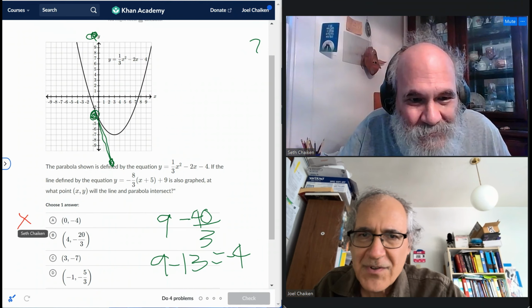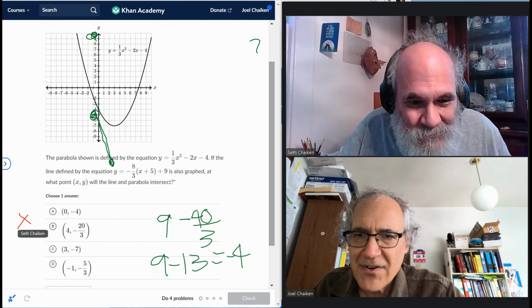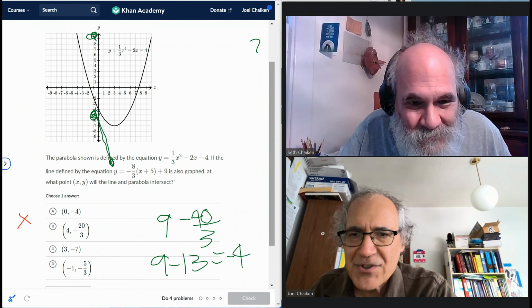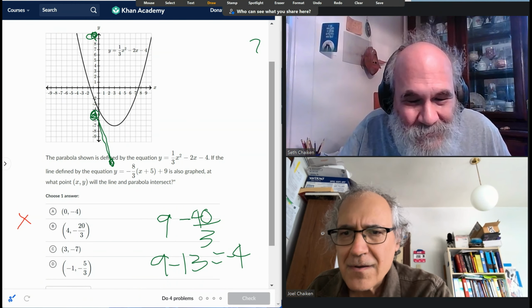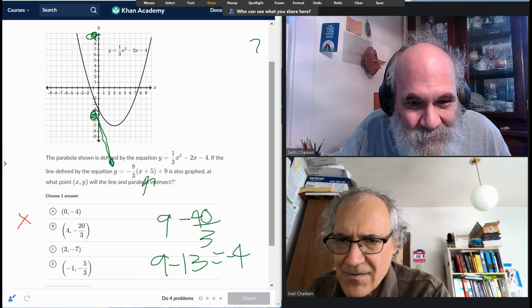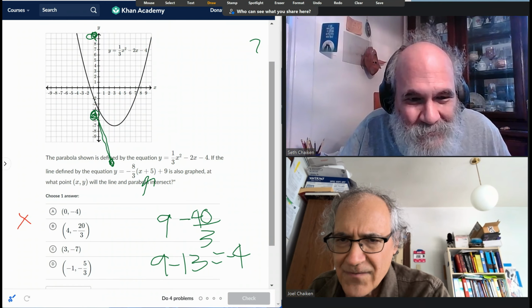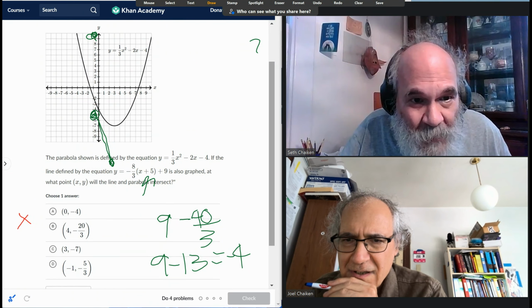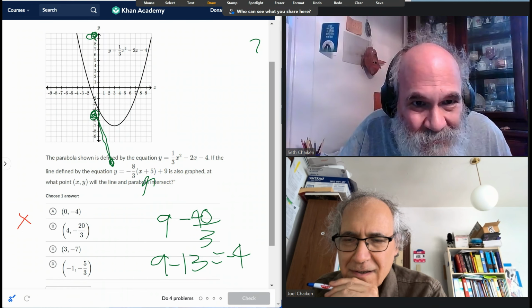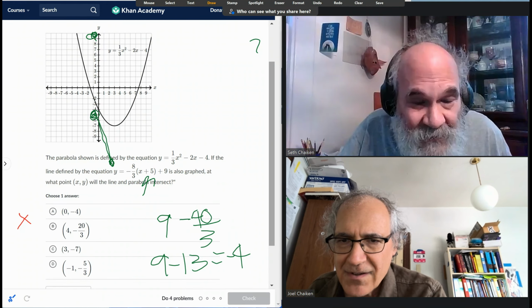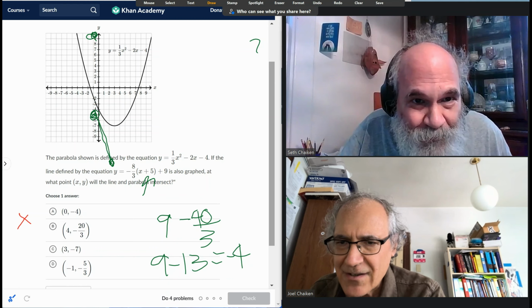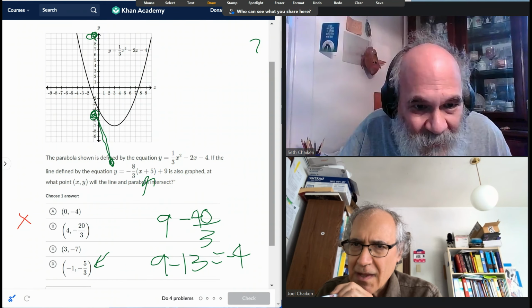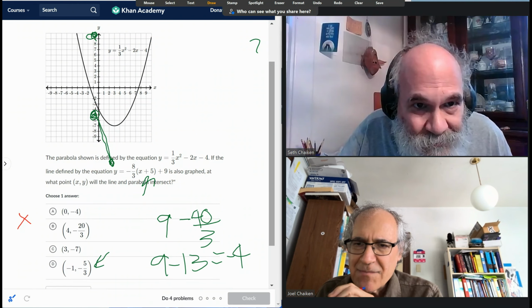I don't know, but maybe we can try. We could try 0, negative 4. We only have to try it in here. No, 0, negative 4 doesn't work, but it's close. So maybe it's negative 1, negative 5 thirds. That would seem to be the one.